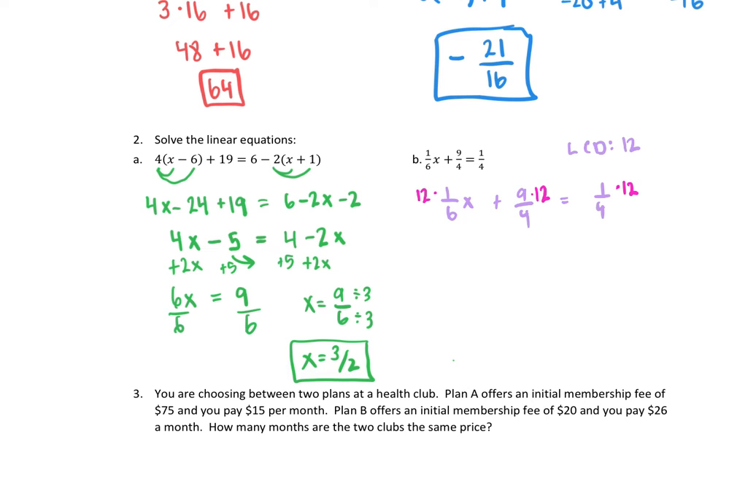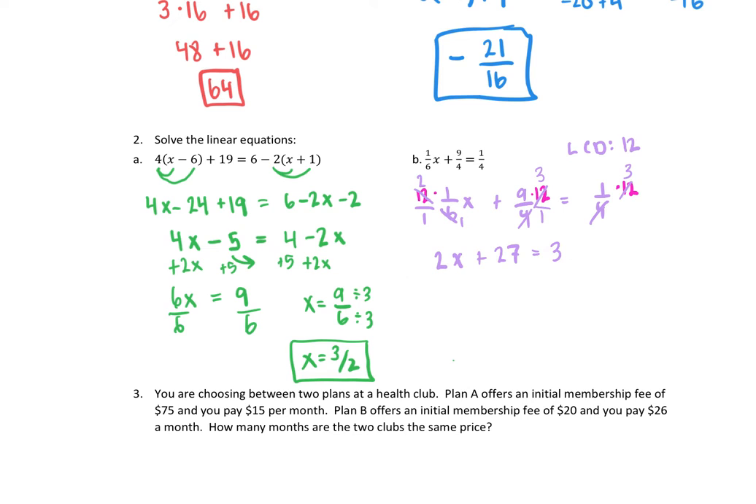What that does is it eliminates all the denominators because I can multiply them. 12 over 6 reduces to 2 and 1. So that just gives me 2 times x. On the second part, the 4 and the 12 reduce. That gives me a 3. So that's 9 times 3. And then the 4 and the 12 reduce again. 1 times 3 is 3.